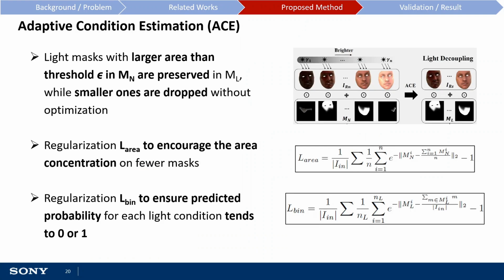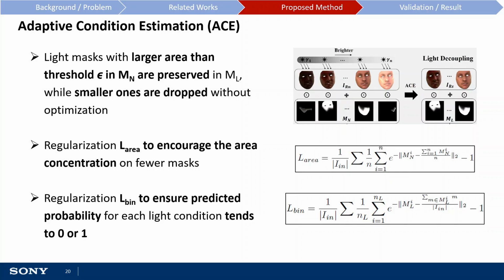As the complexity of illumination is mutative in different surroundings, authors design a strategy to estimate the number of light conditions existing in this environment during optimization. Specifically, light masks with larger area than a predefined threshold in Mn are preserved in Ml, while smaller ones are dropped with corresponding light conditions and not further optimized in the later iterations.